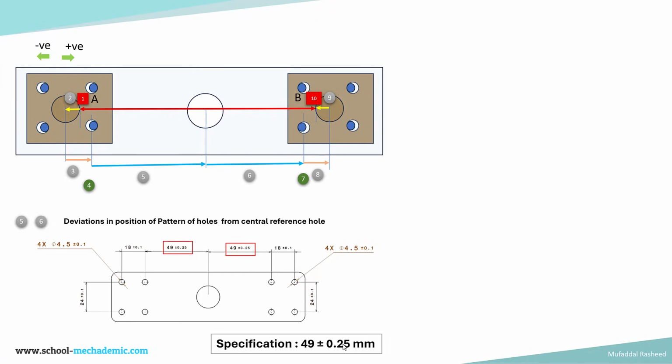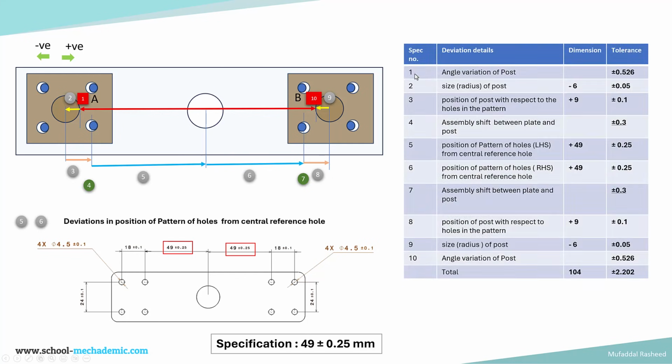We can tabulate them and we can assign the signs, negative or positive, depending on the direction of the arrows. So the arrow going from left to right is positive. The arrow going from right to left is negative. Based on that, the signs of the dimensions will be allocated. So here is a table. Specification number 1 is the angle variation of the post causing the increase in span. That will be having a value of plus or minus 0.526, which has been calculated.